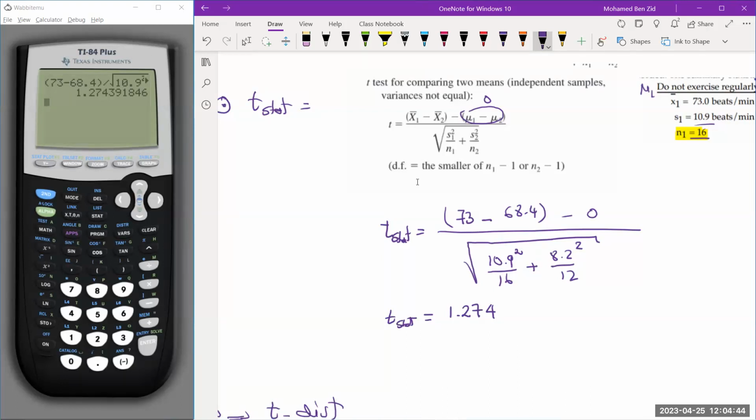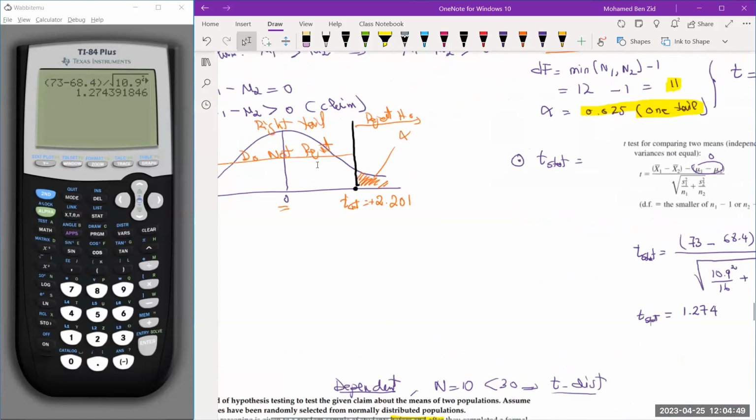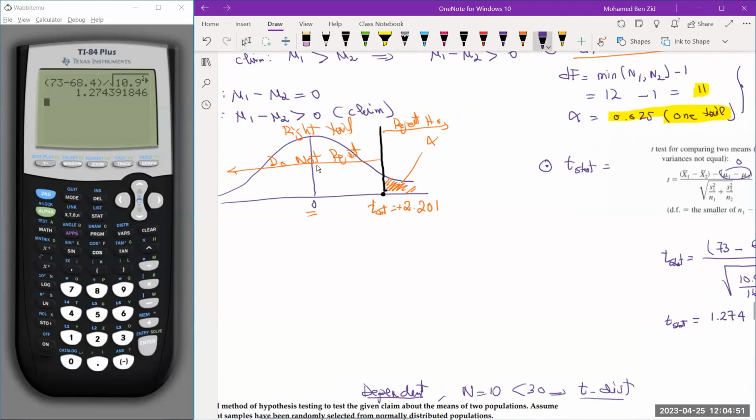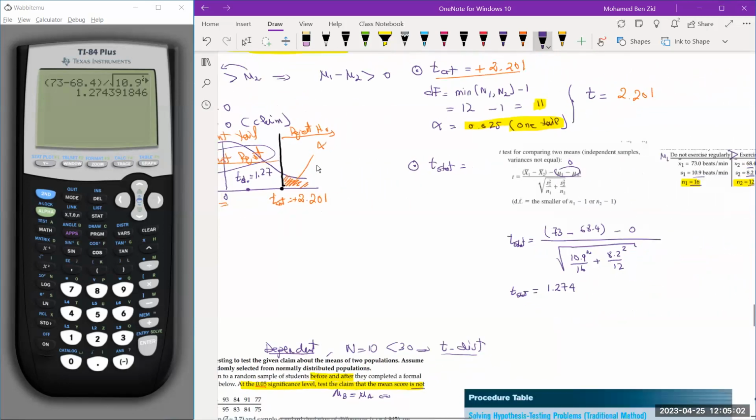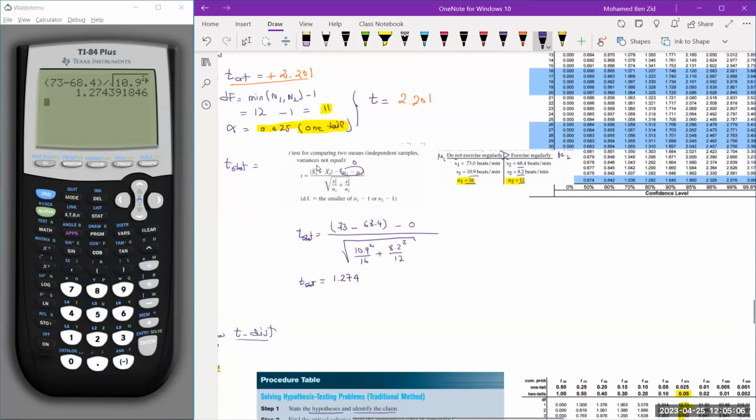So now once I get the t-stat, I'm going to go back and graph it. The t-stat is going to be right here somewhere. It is 1.27. And you notice it is within do not reject. So you're going to do step number 4 right now.